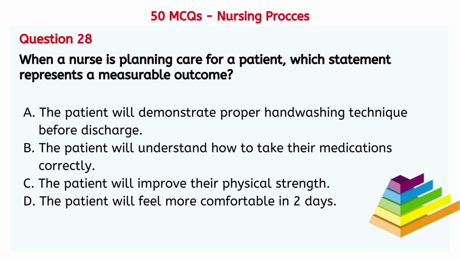Question 28. When a nurse is planning care for a patient, which statement represents a measurable outcome? The options are: A. The patient will demonstrate proper handwashing technique before discharge. B. The patient will understand how to take their medications correctly. C. The patient will improve their physical strength. D. The patient will feel more comfortable in 2 days.